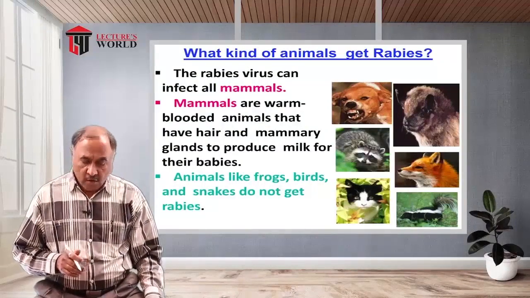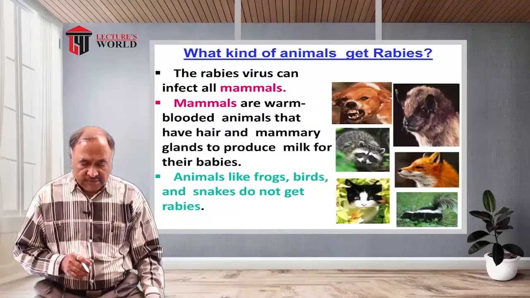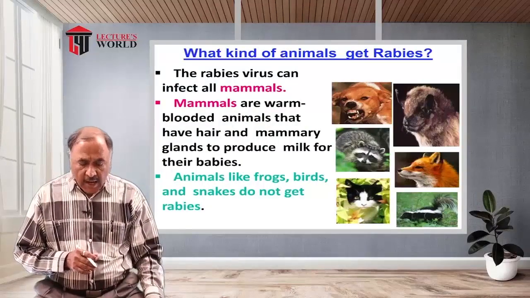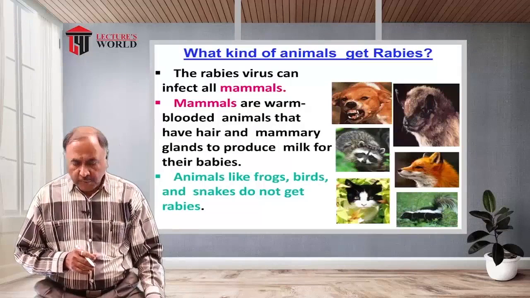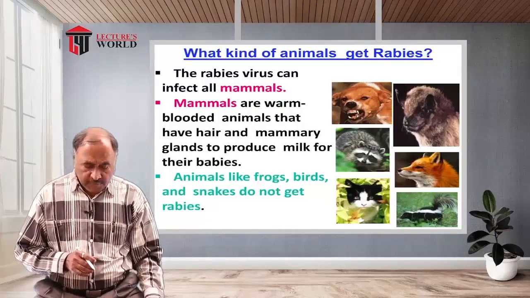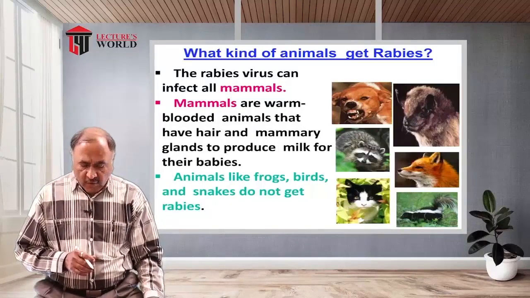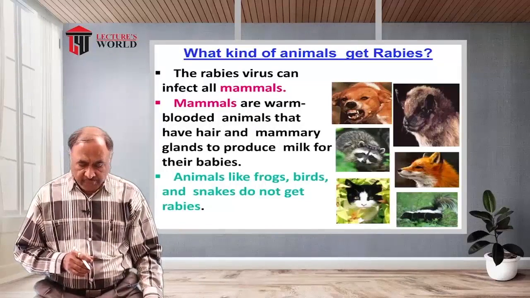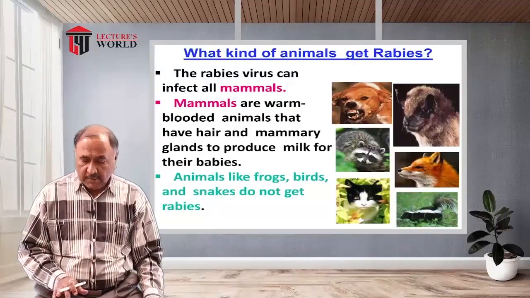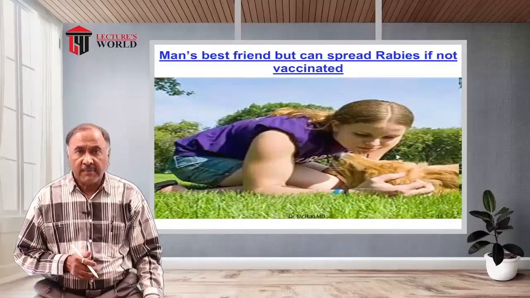Mammals are normally warm-blooded animals which have hair and mammary glands to produce milk for their babies. Animals like frogs, birds, and snakes do not get rabies because they are not mammals.